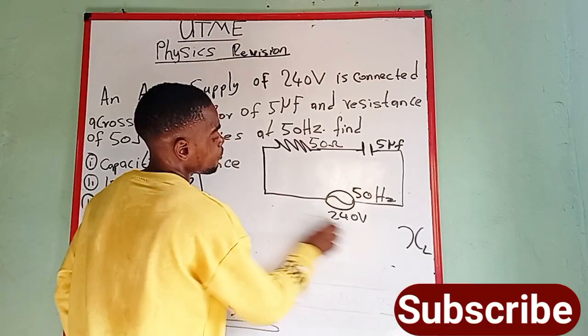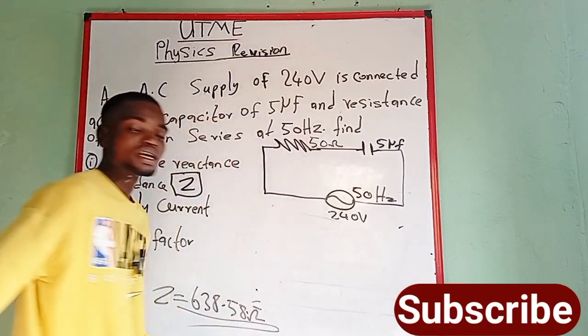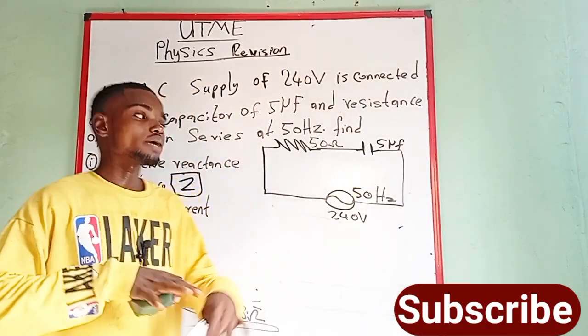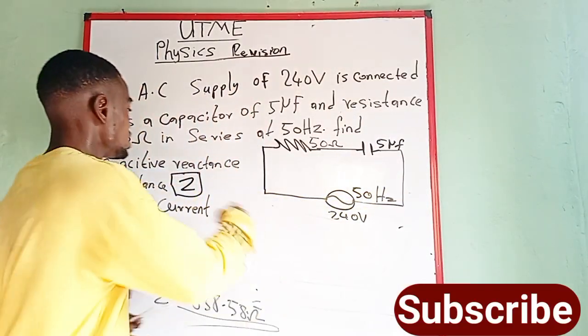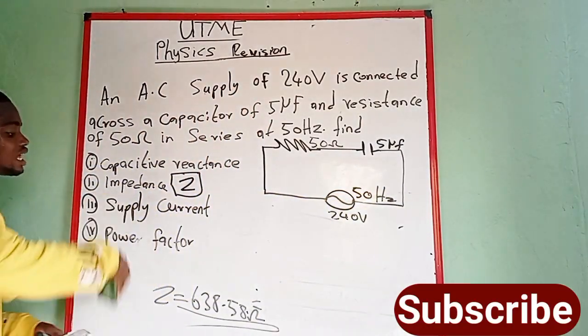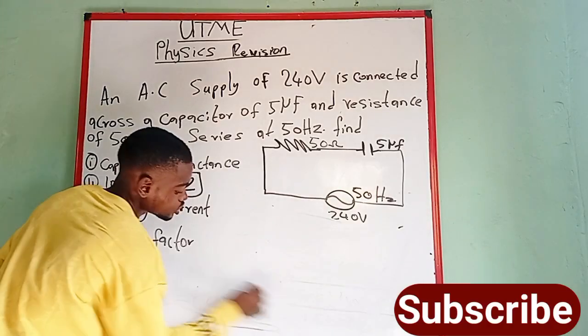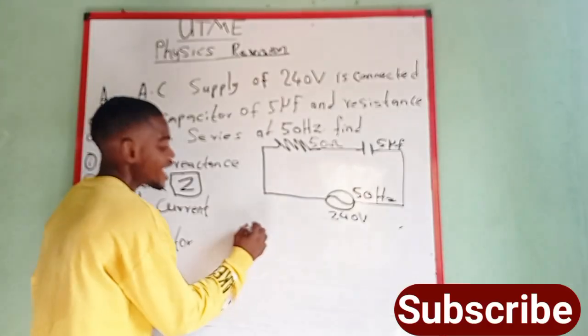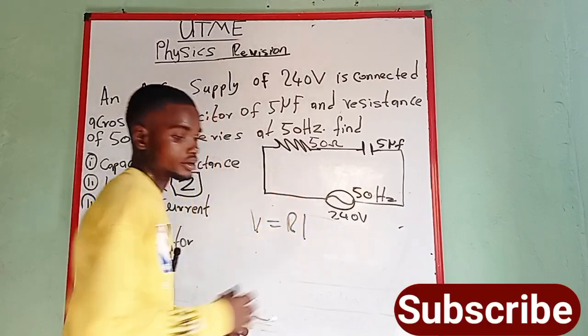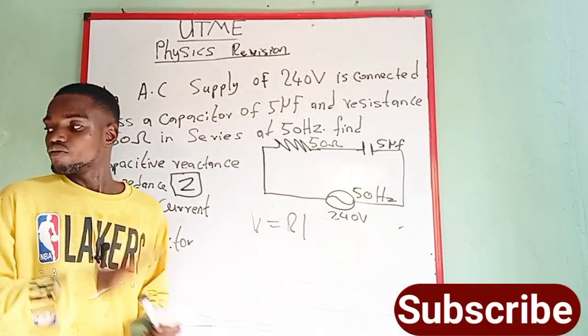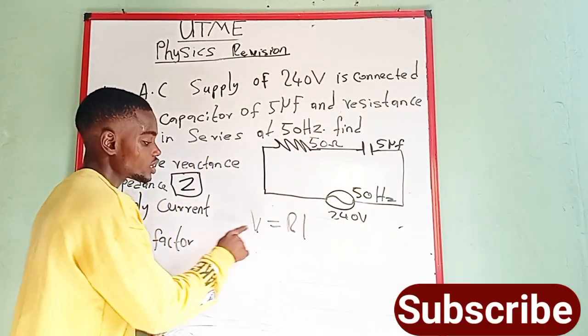So we have gotten the impedance, which is the total opposition to current. Know why we are adding them together? We're adding them together because all of them contain opposition to current, and that opposition is the impedance. Now, the supply current. What is current? Current I, from the formula V equals R I, we get the supply current.